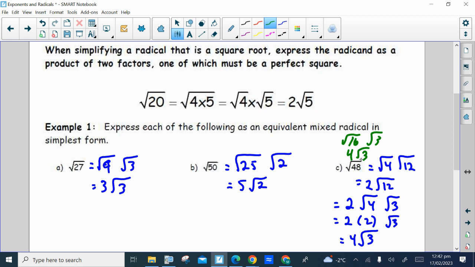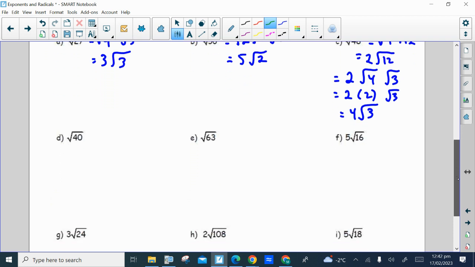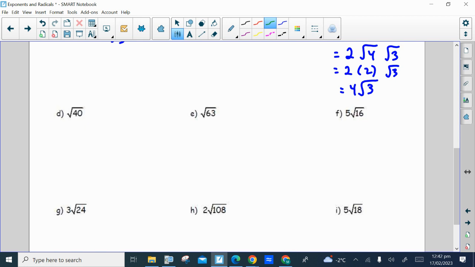But it is important to realize that once you get your answer, you should take a quick look at the radicand you have left, and make sure that it can't be simplified anymore. It doesn't matter if it takes you 2 steps to get there, as long as you get there. So try those next 2 on your own, and then we'll check them.